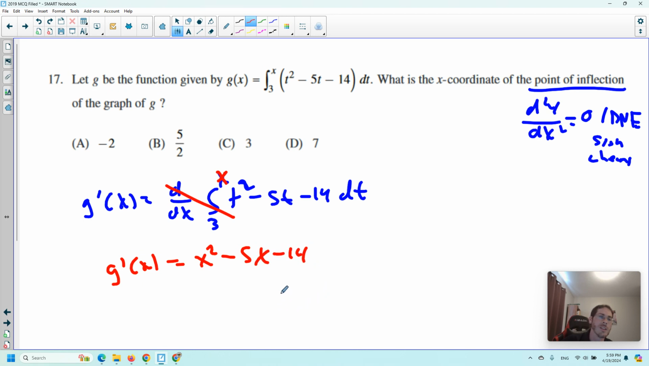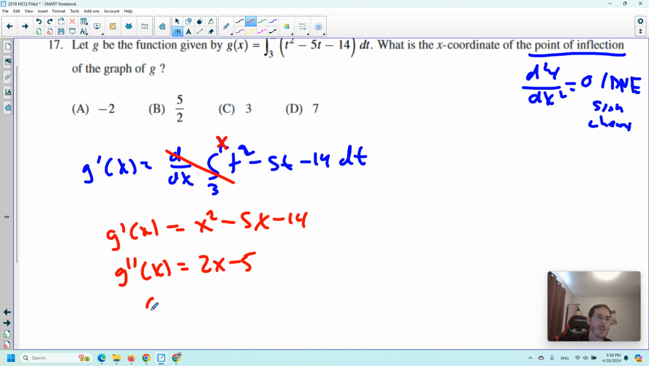5x minus 14. Again, we could multiply everything by 1 because the derivative of x is 1. No point. G double prime of x. Oh, nice. A little power rule. 2x minus 5. Set this thing equal to 0. Excellent. 2x minus 5. So 5 is equal to 2x.